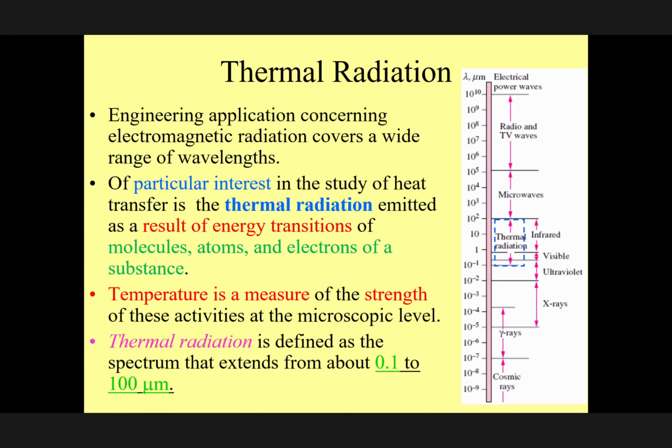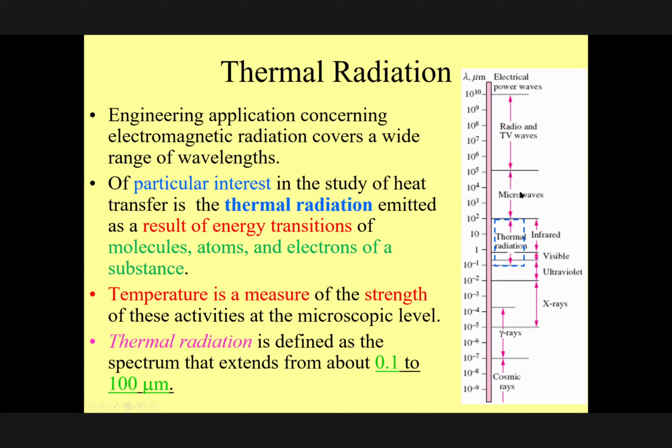Thermal radiation is defined as a spectrum. Again, I'm talking about this blue part that you can see in the slide, from 0.1, here is 10 to the minus 1, this is 0.1, all the way to 100. When we are talking about thermal radiation, this is radiation in the wavelength range between 0.1 and 100. We don't consider X-ray, gamma ray, cosmic ray, and so on. No, we are talking about this part. This is the part we are interested in for the design of building engineering.